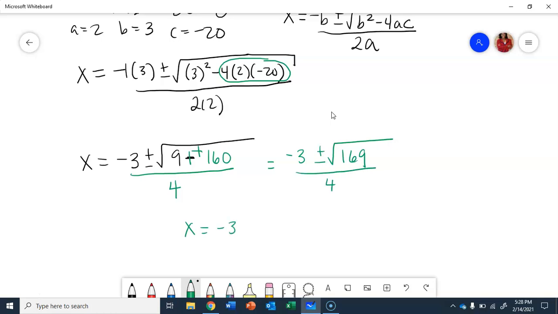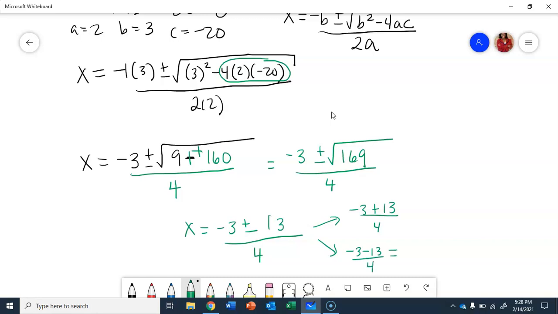x is equal to negative 3 plus minus. Again, there's nothing to do on the bottom with the 4. And I know that the square root of 169 is 13. Okay, you can take your time and plug that in the calculator if you would like, or pause the video. But here are your two solutions. Negative 3 plus 13 divided by 4. Your other x-intercept, or zero, is at negative 3 minus 13 over 4.